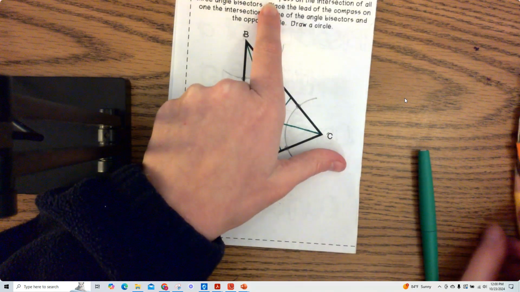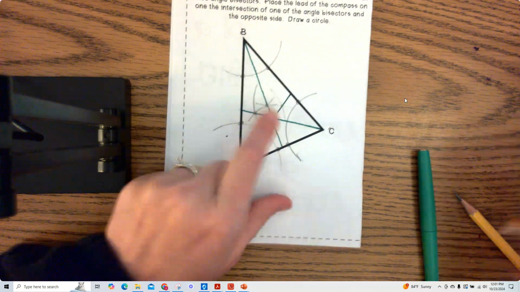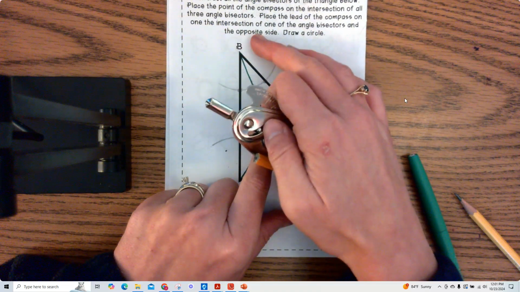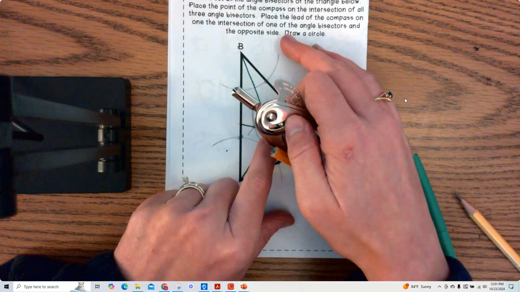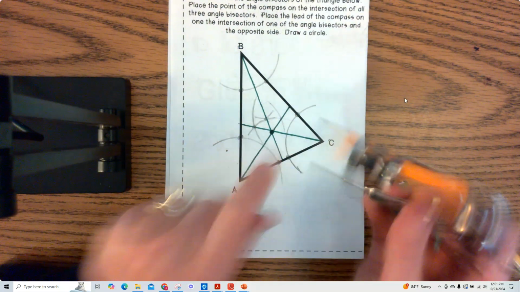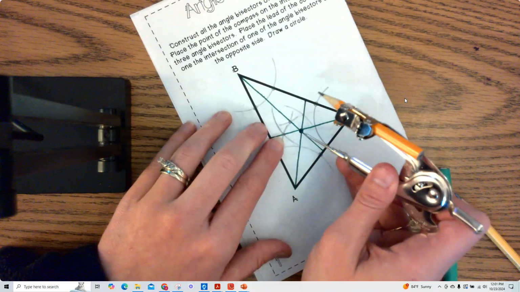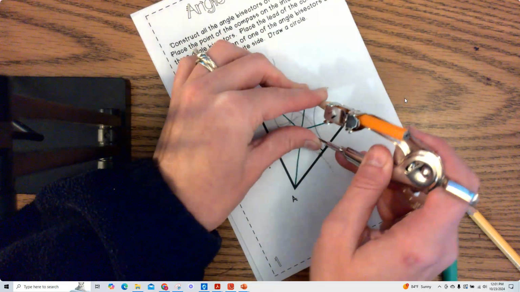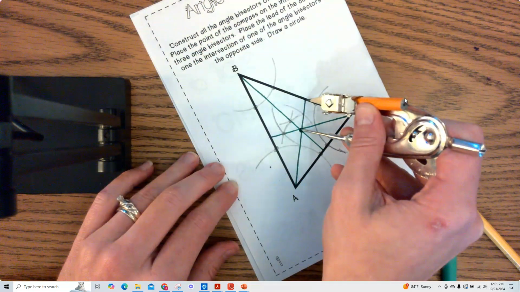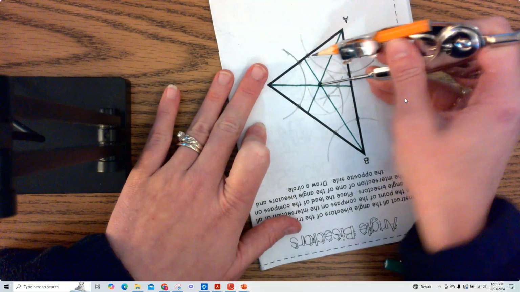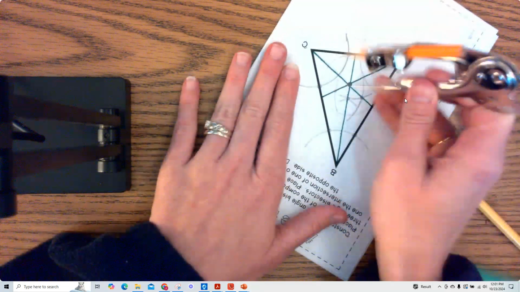So we're going to place the point of the compass on the intersection of all three of the bisectors. And then we're going to put the lead of the compass on the intersection of one of the angle bisectors and the opposite side. So angle A bisects this side. So you want to put the point on that incenter and then put the pencil where that bisector hits the other side, and you can do a circle that'll be perfectly, if it doesn't slip, I'm slipping. There you go.